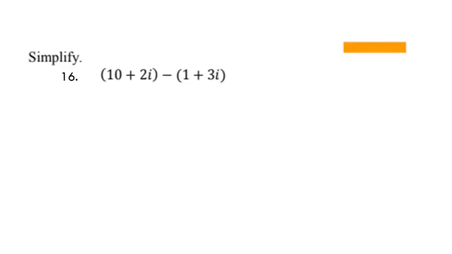Okay. Put in ones here. Okay, 1 times 10 is 10. 1 times 2i is 2i. Negative 1 times 1 is negative 1. Negative 1 times 3i is 3i. Okay, I'm going to combine my i's. So this gives me 5i, and then 10 minus 1 is 9.